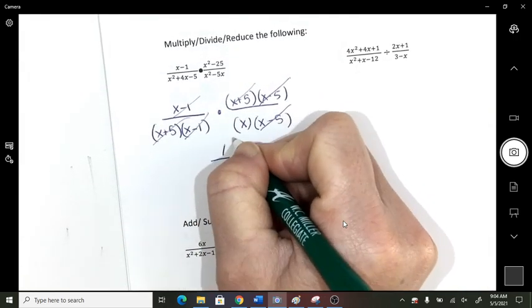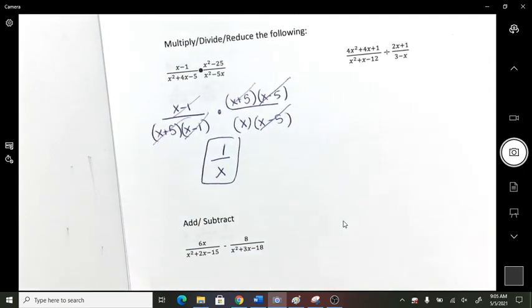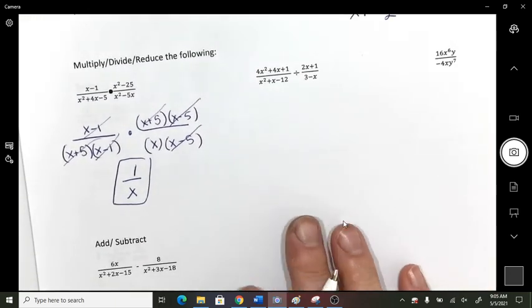1 over X. Okay, you have to be careful with that placeholder. You can't just write X. It's different. It's on the bottom. Okay, dividing.